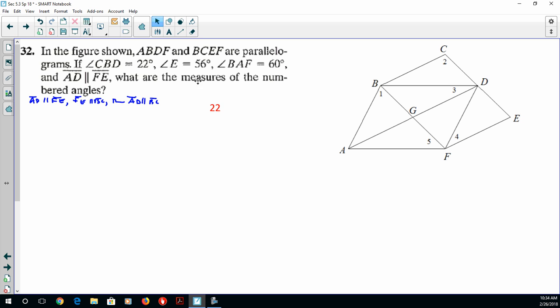Well, CB and DG are parallel. Okay, CB and AD are parallel. I said that right here. Okay, and BD is a transversal going through here, so that means the measure of angle 3 is 22 degrees as well. So let's put that here.